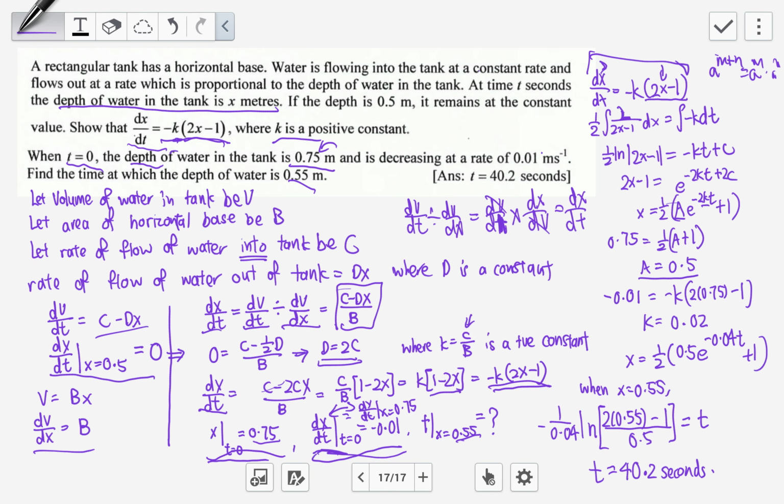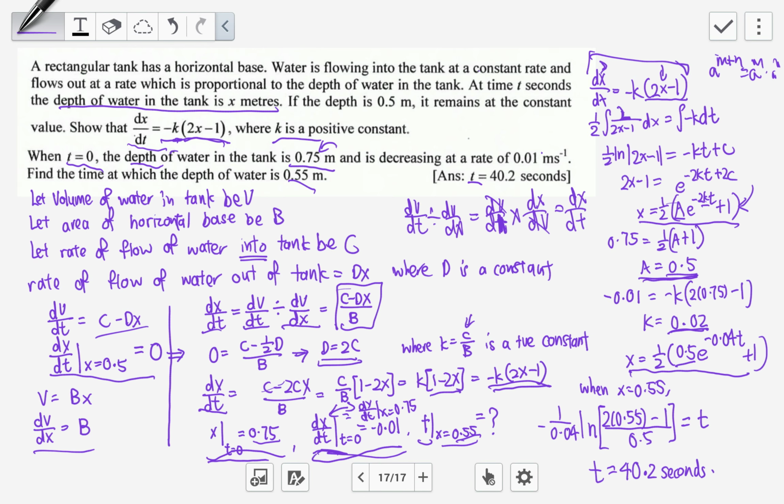So here we have our k, and I have my A. I substitute back into the equation that we obtained, and we have x equals half times 0.5 e to the power of minus 2 multiplied by 0.02. So minus 2 multiplied by 0.02 is just minus 0.04t, plus 1. Once we have this equation, it's easy to find t when x equals 0.55. I just substitute 0.55 into this equation.